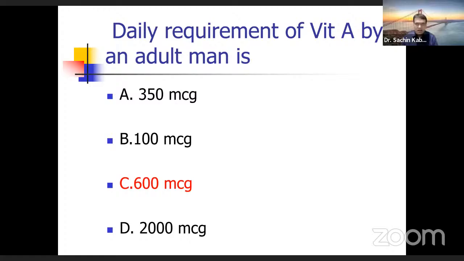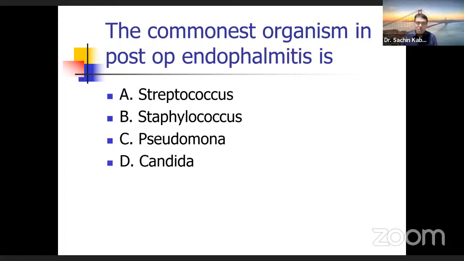From the basic sciences, the commonest organism found in endophthalmitis is option A, Streptococcus, option B, Staphylococcus, option C, Pseudomonas, option D, fungus, Candida. Commonest organism in post-op endophthalmitis. Your time starts now. Is it bacteria? Is it gram-positive, gram-negative, or is it fungus? If gram-positive, is it Streptococcus or Staphylococcus? Commonest organism, especially in post-op endophthalmitis. Last 2 seconds are remaining. Time up. The answer is Staphylococcus.